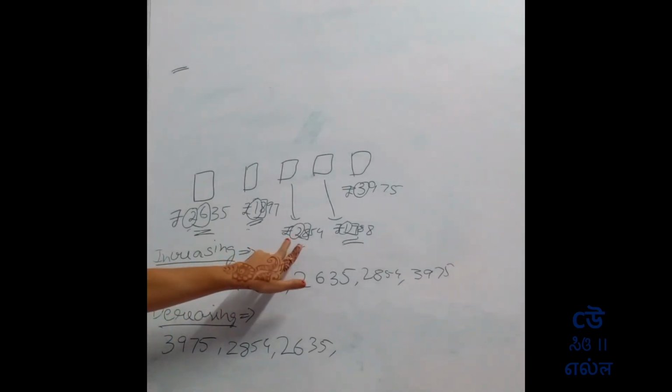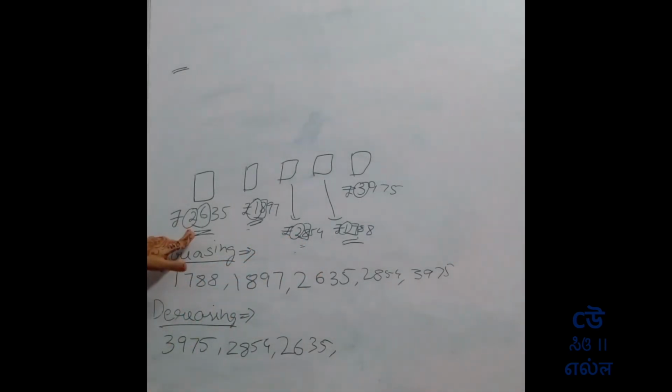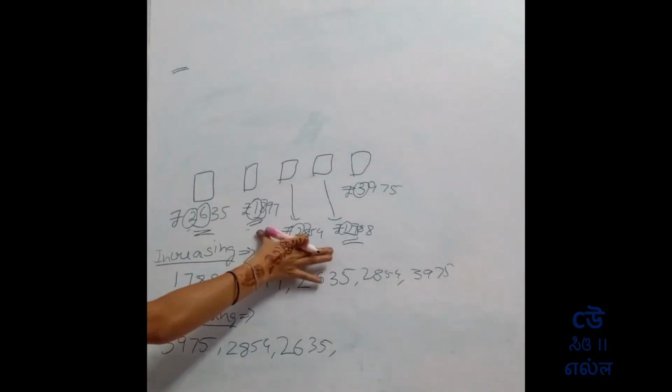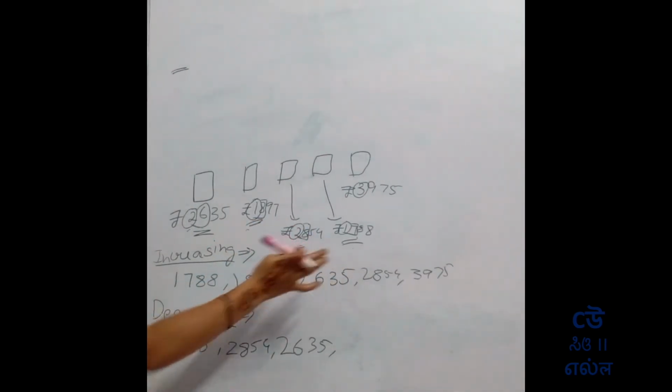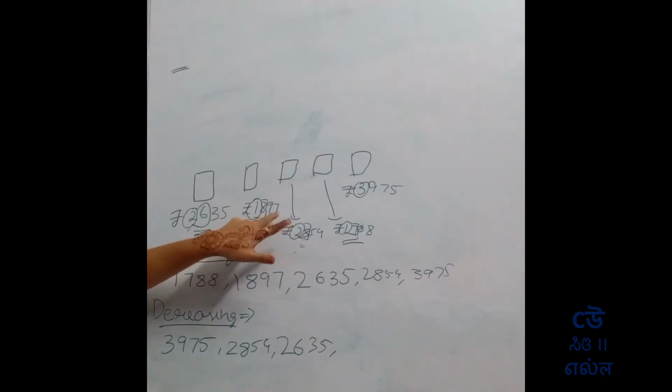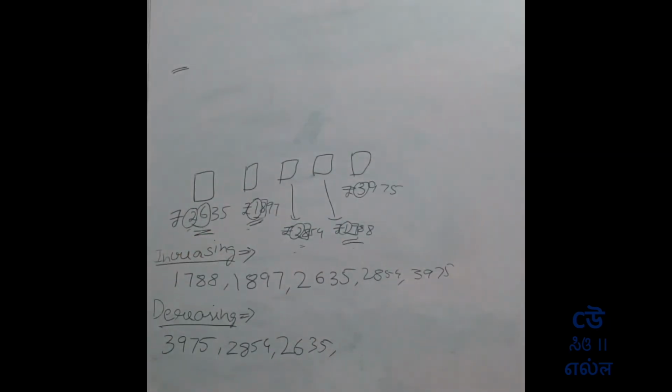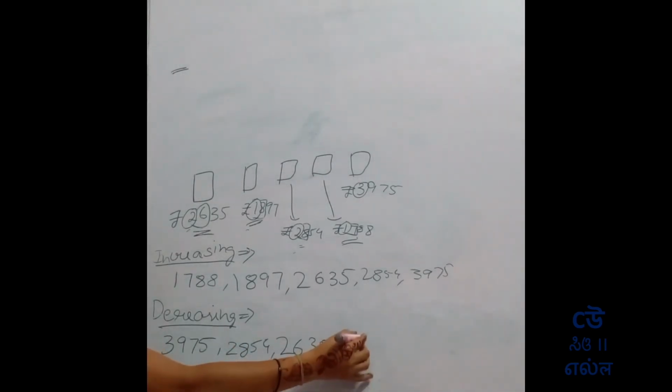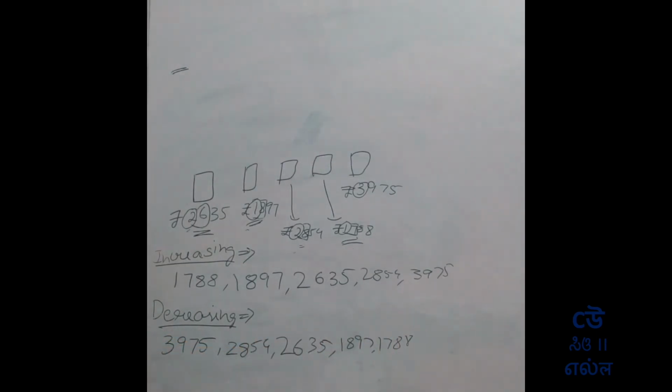The next bigger number after 2854 is 2635. So we will write 2635. The remaining is these two, 1897 and 1788. In this you have 1 and 1 twice. So what you will do? See the next number after 1. You have 8 and 7. 8 and 7, which is the bigger number? 8. So that you will write next, 1897. So the remaining is 1788. So we arrange this in decreasing order as they told.